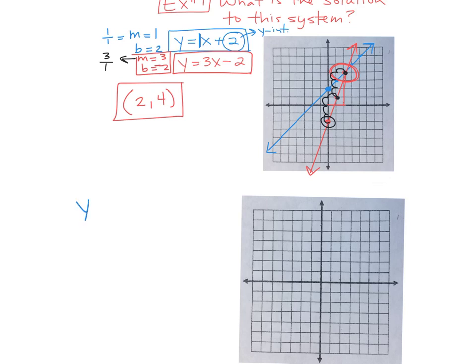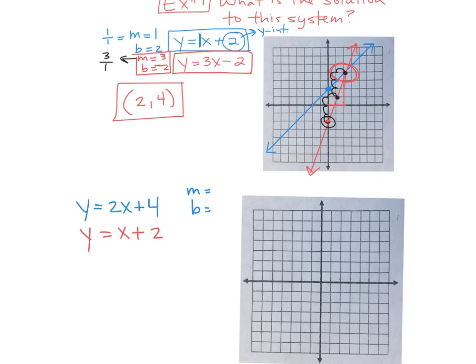Our blue line is going to be y equals 2x plus 4. Our red line is y equals x plus 2. Okay, and maybe it's helpful to write what your m is and what your b is for each line, just so when you plot it, it's quick and easy. Okay, so that's what I'm going to do right now. What's my m? What's my b?